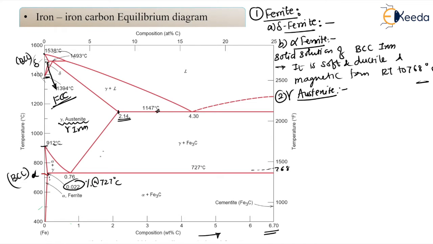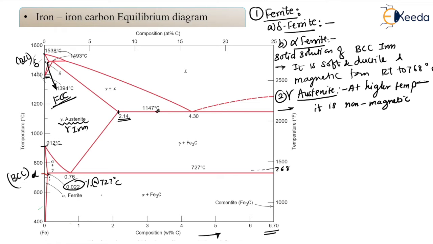Dear student, one more thing that we should know about this gamma austenite. This gamma austenite, at higher temperature what happens? It is non-magnetic. At higher temperatures, please remember, it is non-magnetic, dear students. Please remember this. So this is about gamma austenite.